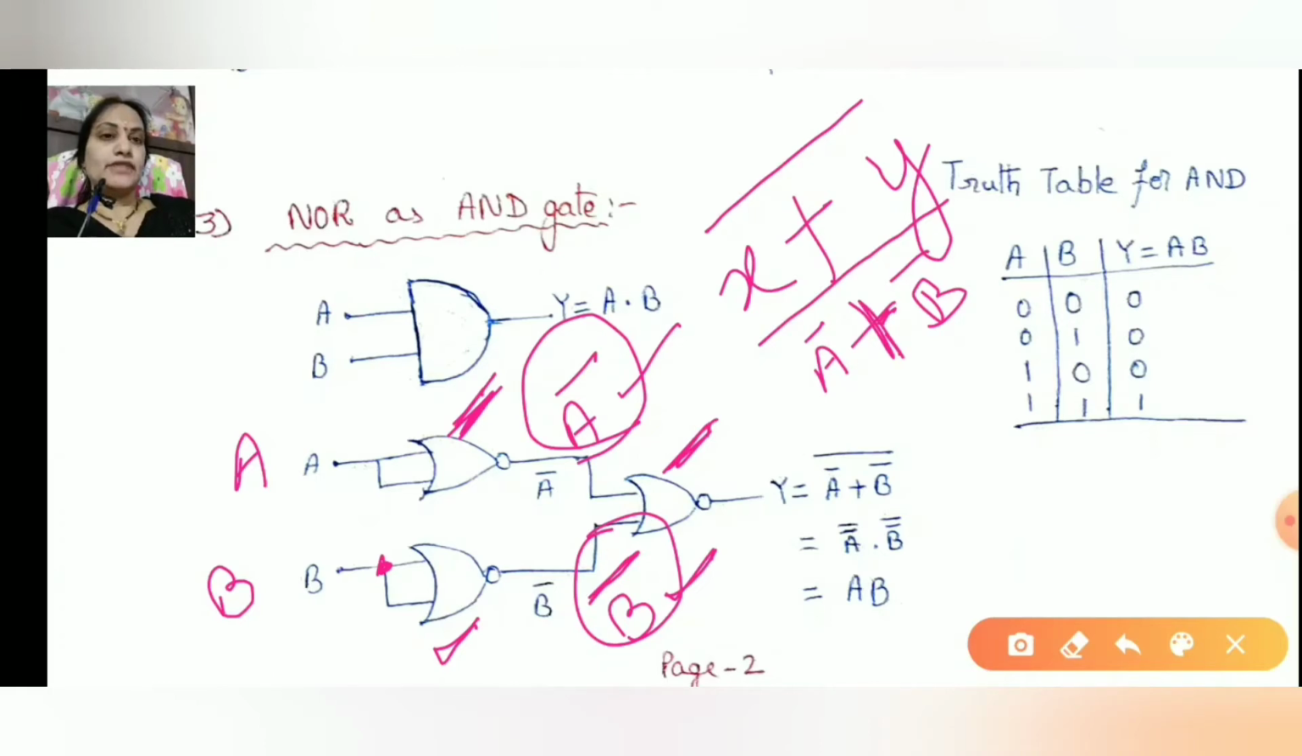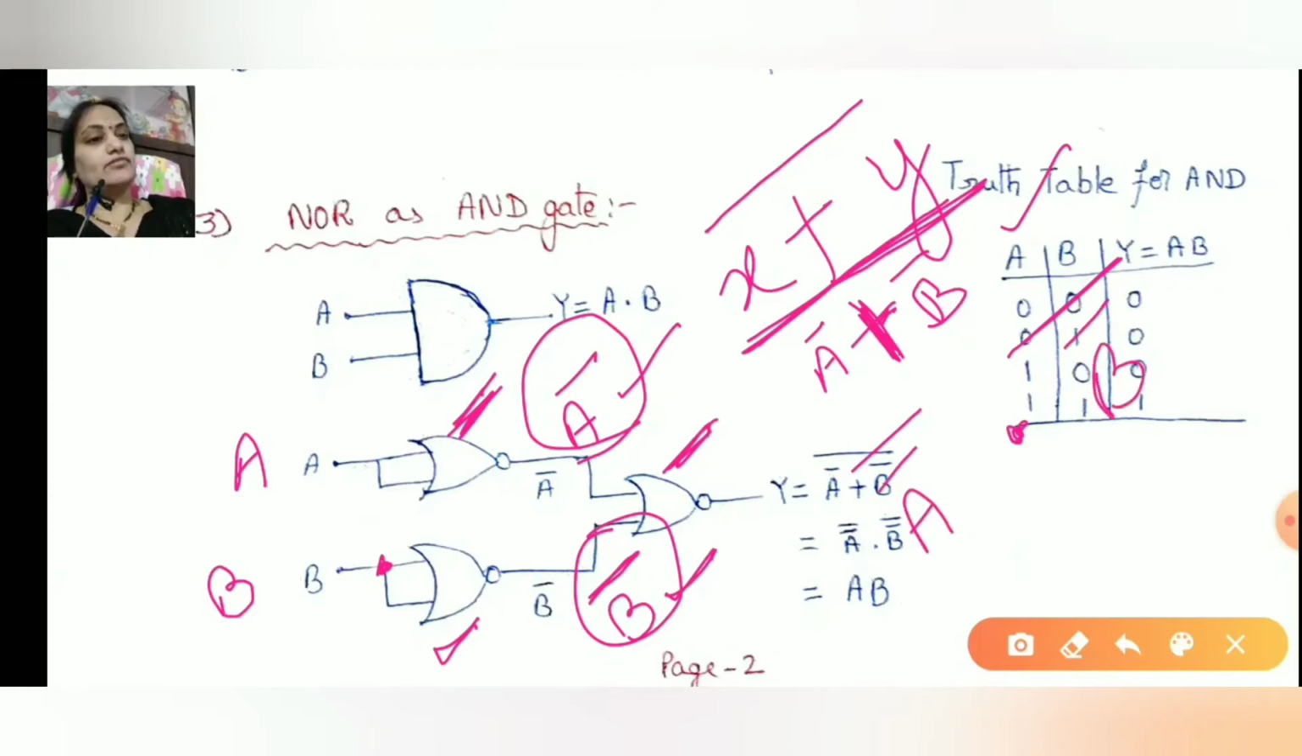Whole complement means you can use De Morgan's theorems. So according to De Morgan's theorems, how can we simplify this equation? Break the line like this. Now change the sign, that is, plus to product, multiplication, and write the inputs as they are. That is A bar, B bar.